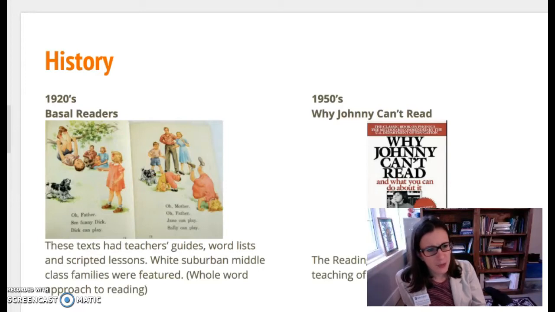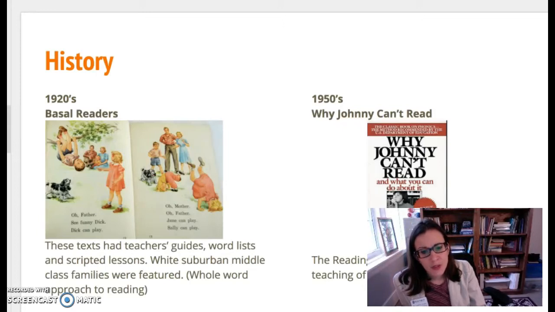In this time, the 1920s, you've got the whole word approach to reading. So instead of segmenting letters and sounds and building up, students are really learning to read by words. They would read these repetitive texts: Oh father, see funny Dick, Dick can play. Oh mother, oh father, Jane can't play, Sally can't play. So you see the repetitive nature of these early texts, and students began memorizing words in that way. This didn't go over well.